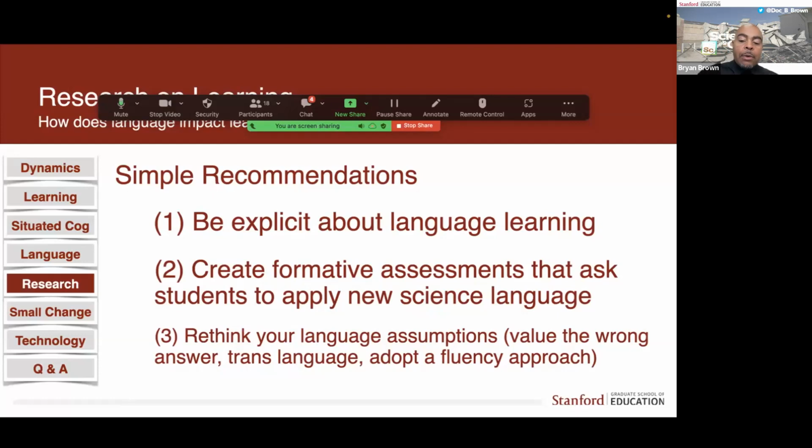Third, let's rethink our language assumptions, please. We value the wrong answer. We need to value the wrong answer. We need to be able to use multiple language practices, which we call translanguaging. Adopt a fluency approach. Spanish teachers are phenomenal at this. They will say, you know what we're doing? No one is speaking English now for the next 30 minutes. Everyone is speaking Spanish, because speaking broken Spanish is how you become fluent. I need us all to adopt a language-centered approach to science teaching.